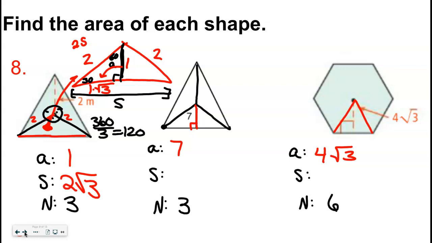I want to save some time. I want to get to the odds so we can do some of those together. On this one, I actually have the short side. So that means this is 7 times the square root of 3, which means so is this over here, which means the whole side is 14 times the square root of 3. That one was nice. They gave me the short piece of cake.